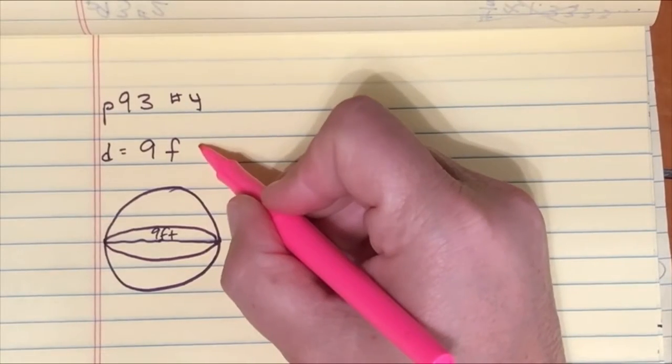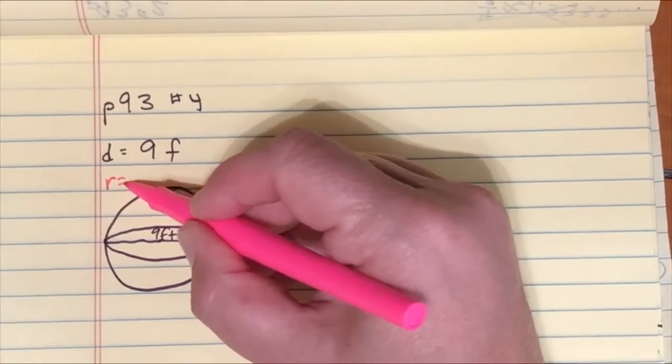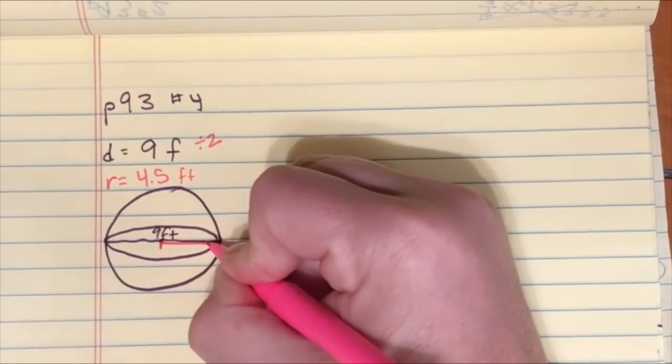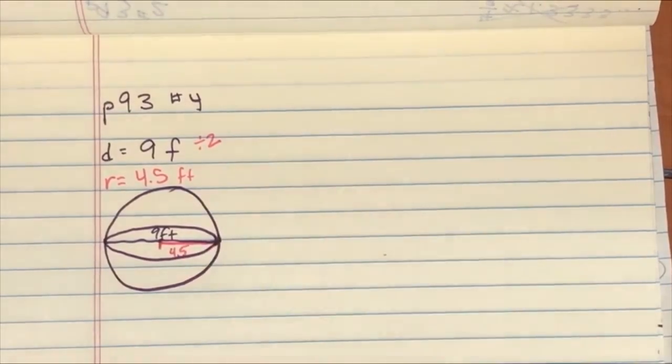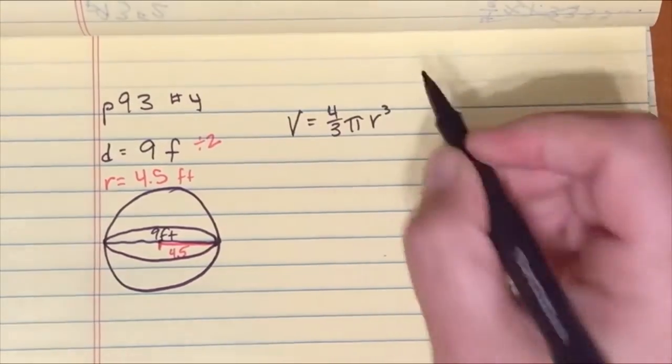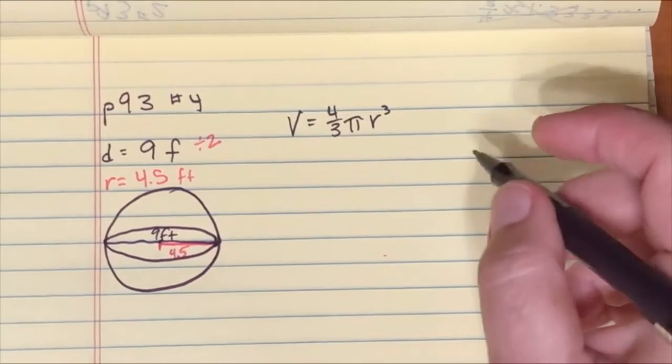Now, in our formula, we've been using radius. So we know we need radius, which is half a diameter. So that is 4.5 feet. Right, halfway across that circle is 4.5 feet. Our formula is 4/3 pi r cubed for a sphere.